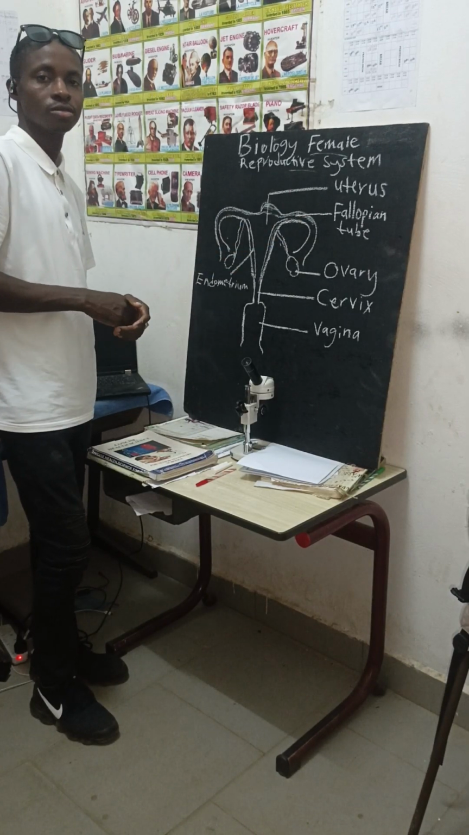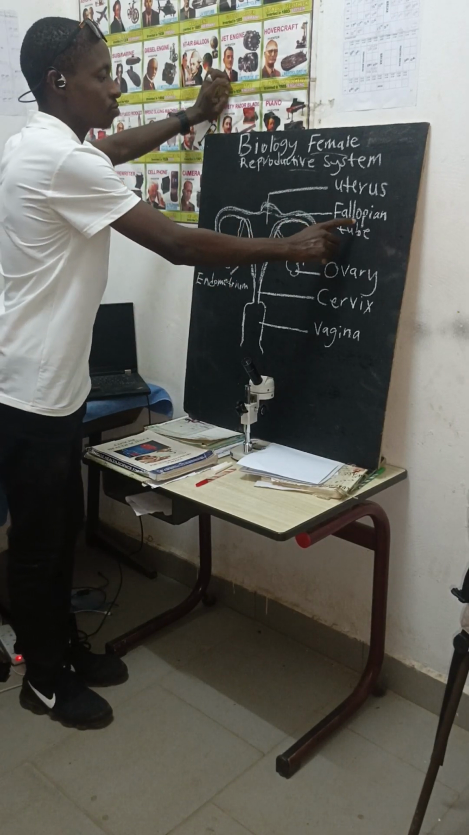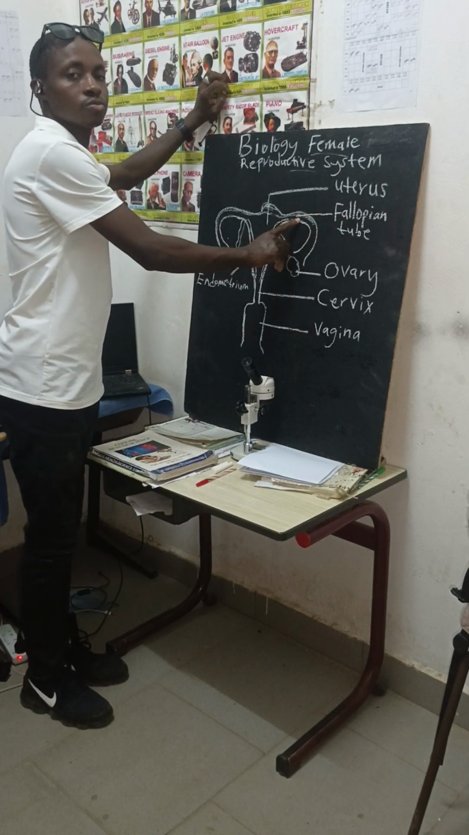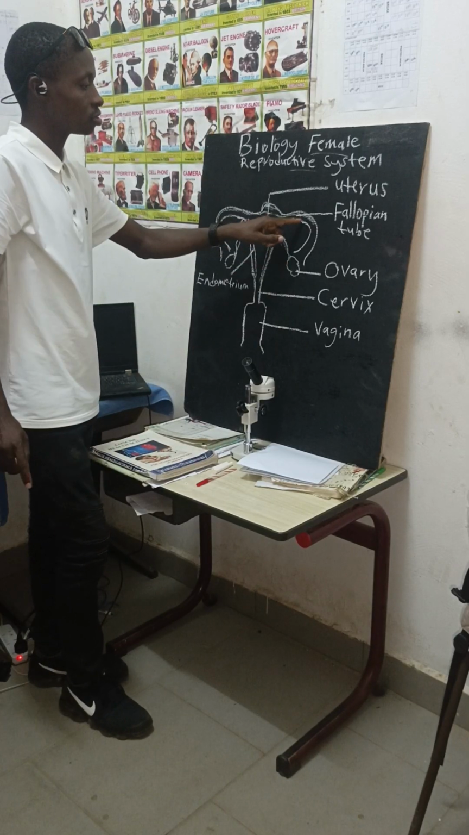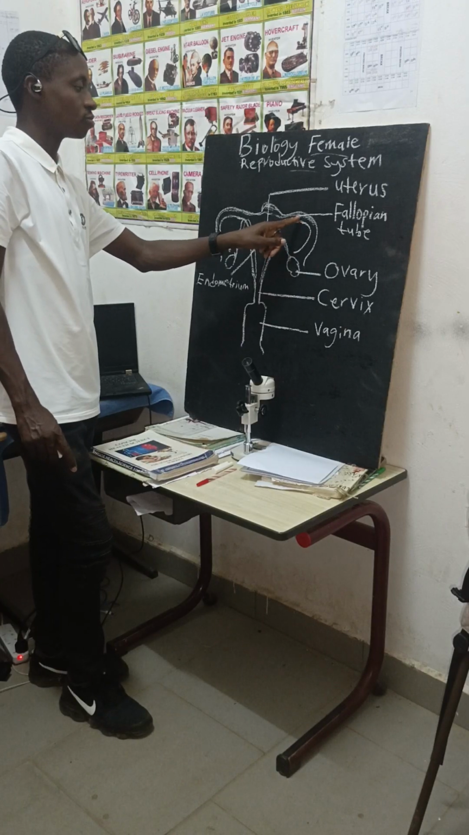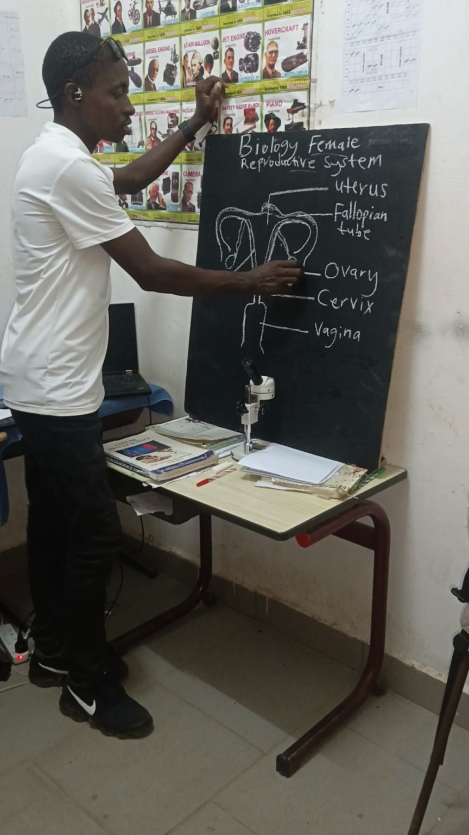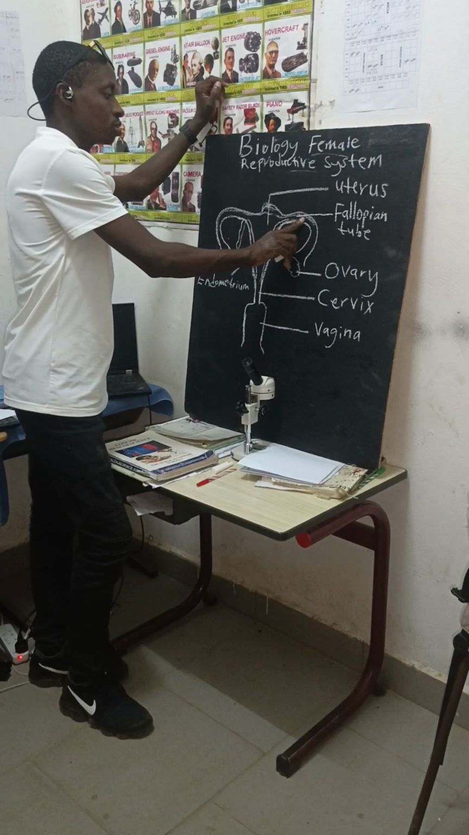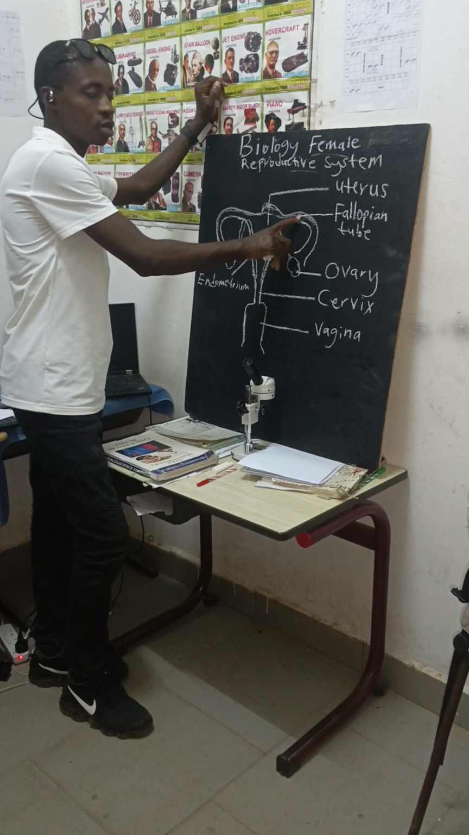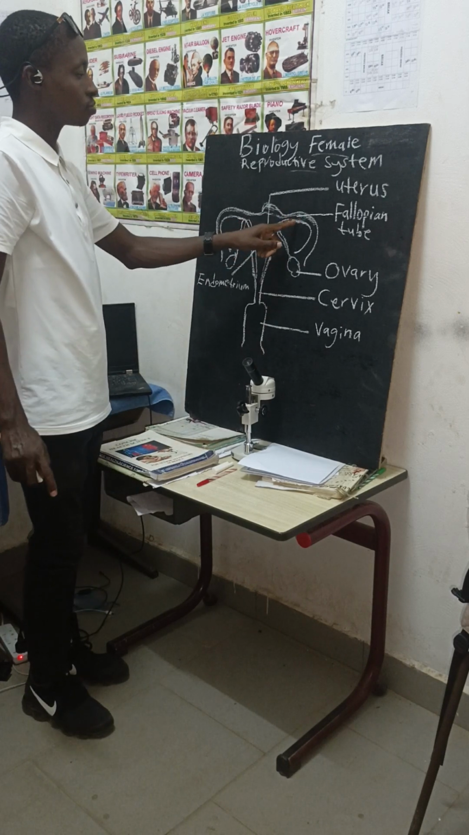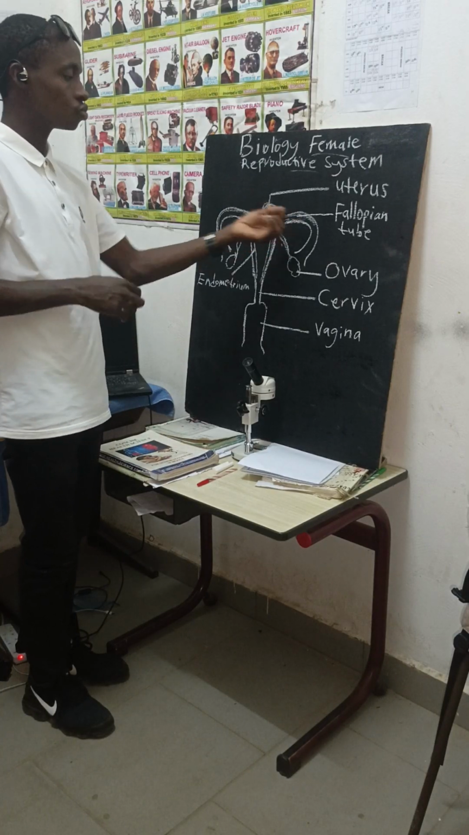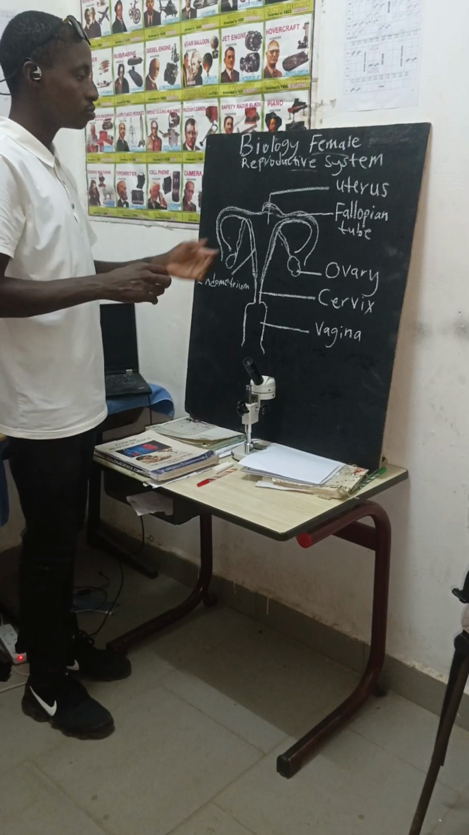Egg is released from the ovaries, and fertilization occurs at the fallopian tube, this place, or oviduct. Here is where fertilization occurs. When an egg is released from the ovaries, it has to move to the fallopian tube. This is a place where fertilization occurs. That is, the sperm have to fuse with the egg at this place. The fallopian tube, the other name is oviduct.